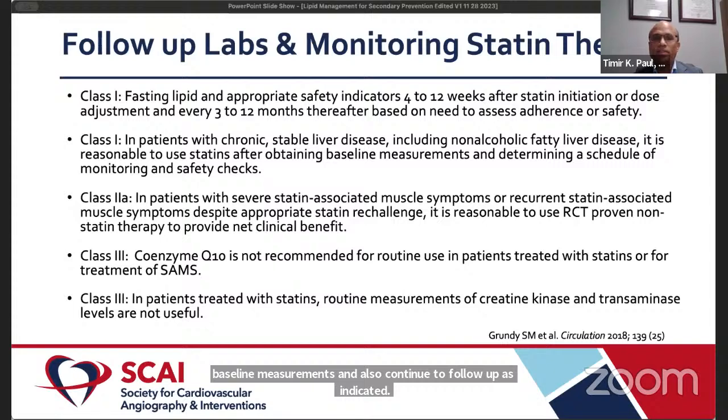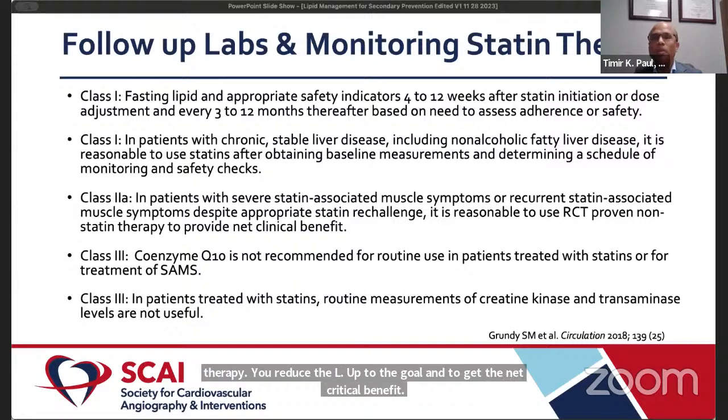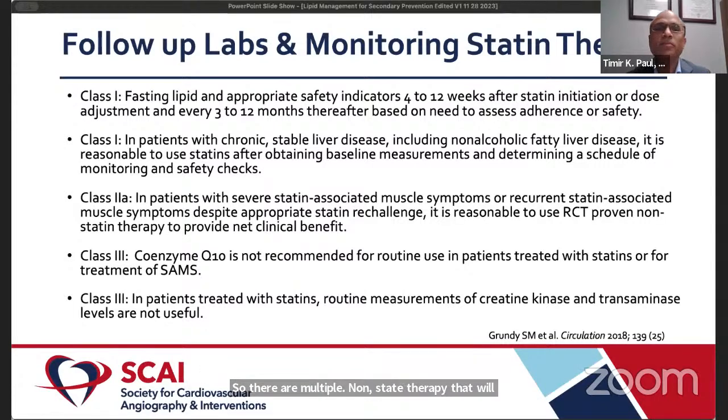In patients with severe statin-related muscle symptoms, muscle pains, even after adjustment of the statin therapy, it is reasonable to use non-statin therapy to reduce their LDL to goal and to get the net clinical benefit. There are multiple non-statin therapies that we'll be discussing in the next few slides if they are statin intolerant. However, if they have side effects from the statin use, coenzyme Q is not recommended, it's a class 3. At the same time, routine measurement of creatine kinase or liver function test is not useful. Next.